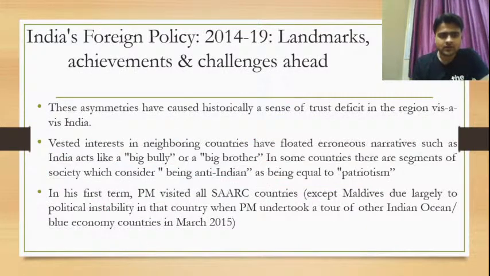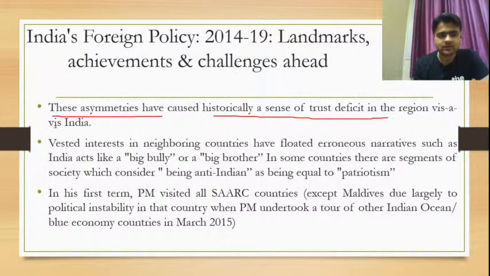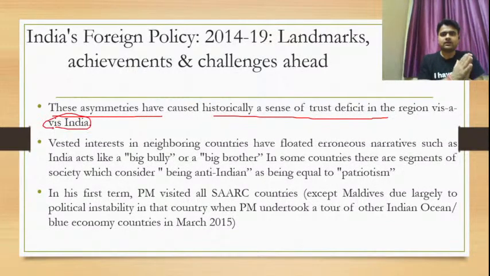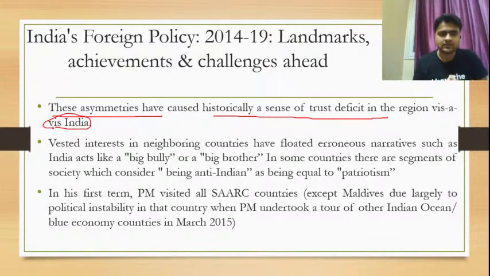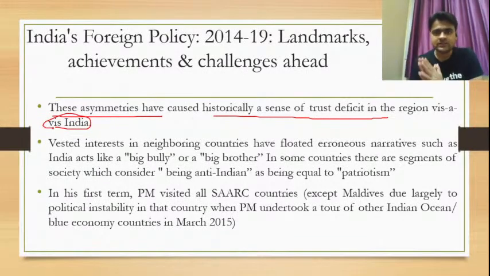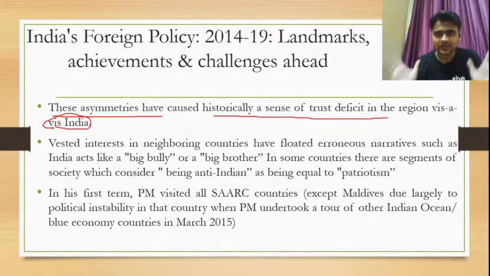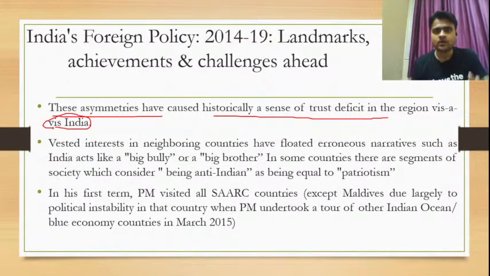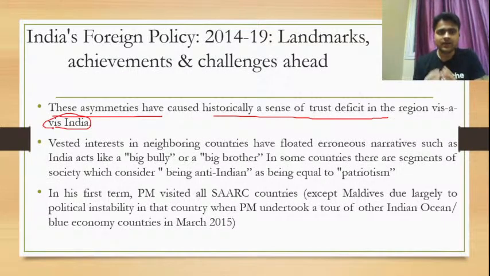Fine. So these asymmetries have historically caused a sense of trust deficit in the region vis-a-vis India, isn't it? That is, our neighbors are more afraid of us. They think that since we are growing more powerful in the space domain or technology domain or economic domain, there might be a time when we might coerce these small countries, for example Bhutan or Nepal or Sri Lanka. So there is a power asymmetry, and if you remember we had discussed this in our class, what is meant by asymmetric balance of power. You might be able to recall it.